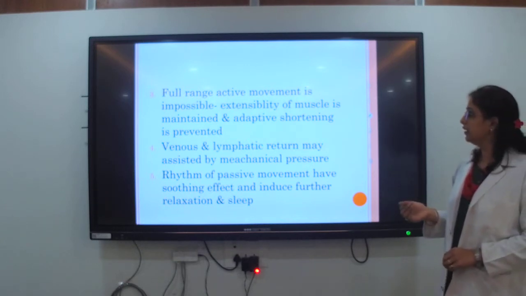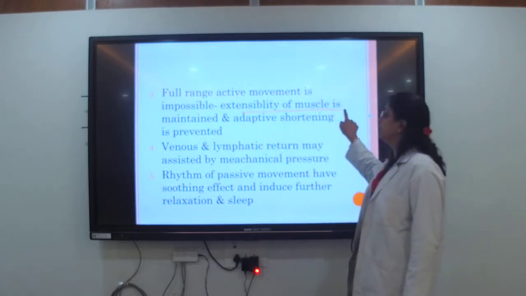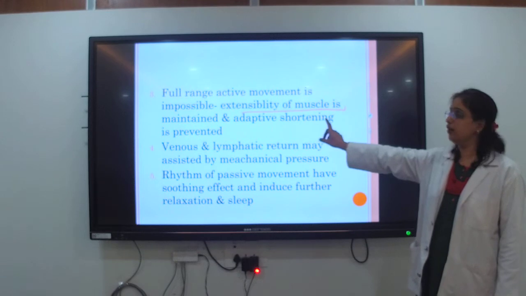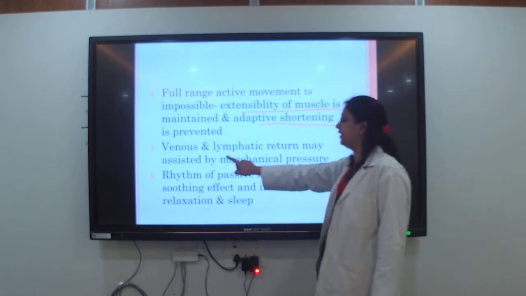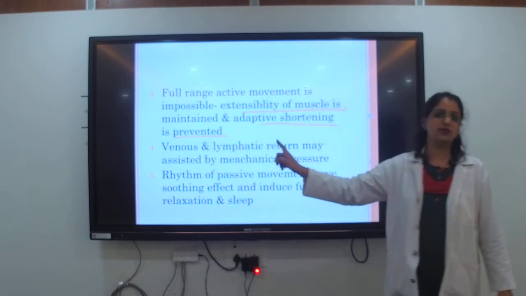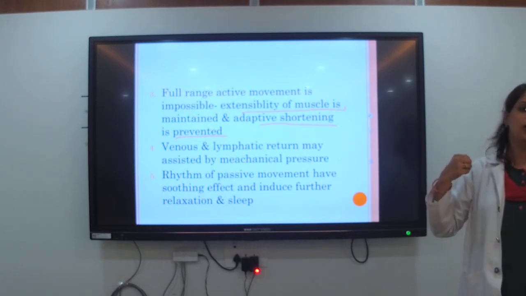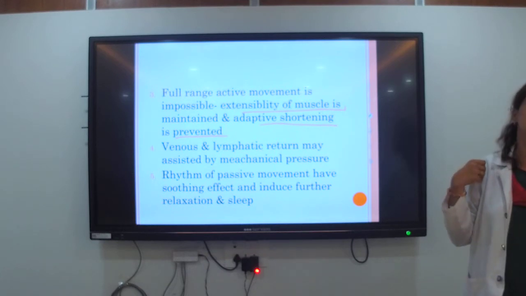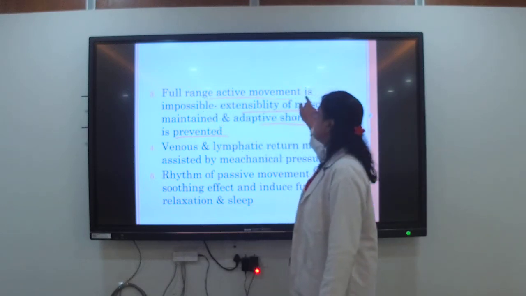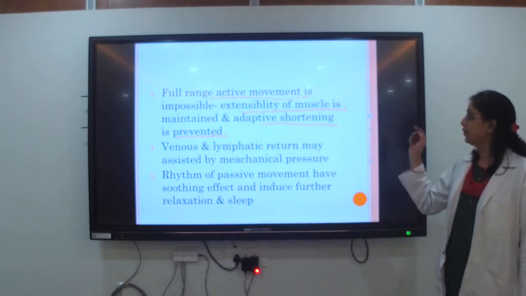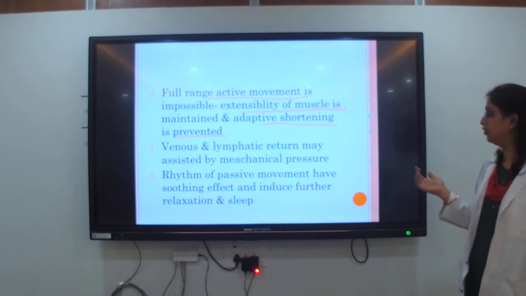When full range active movement is impossible, it will maintain the extensibility of the muscle, and the shortening of the muscle is prevented. Usually, the patient is bedridden for a longer duration. Due to inactivity or no movement, the patient may develop shortening of that particular muscle. So when you are giving full range passive movement, it will reduce the adaptive shortening of that particular group of muscles.